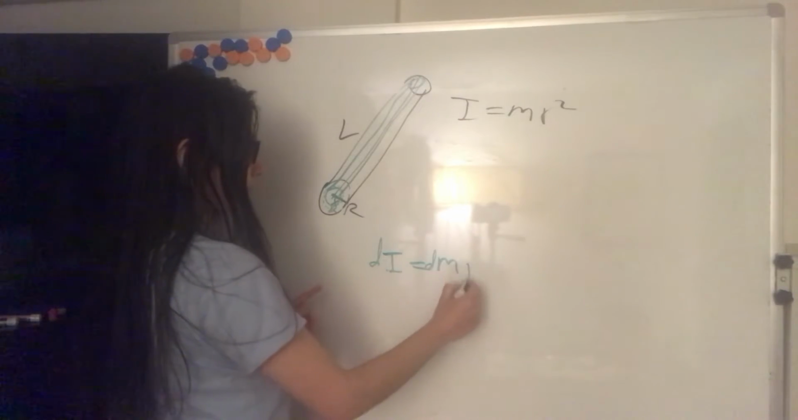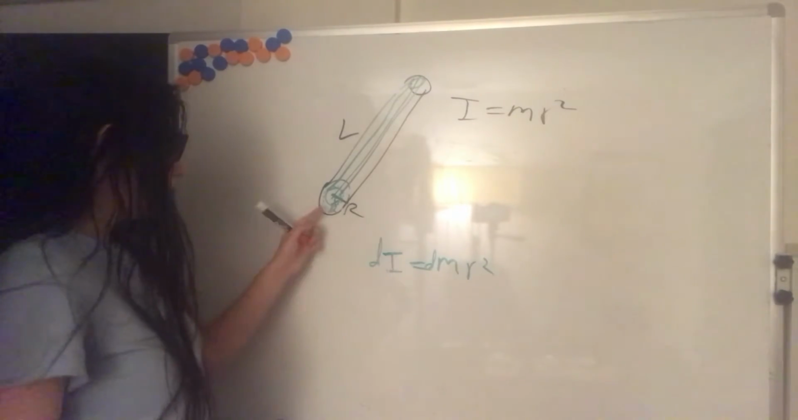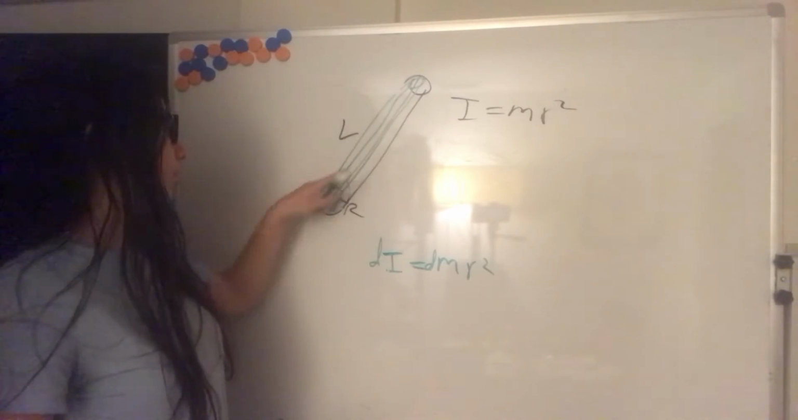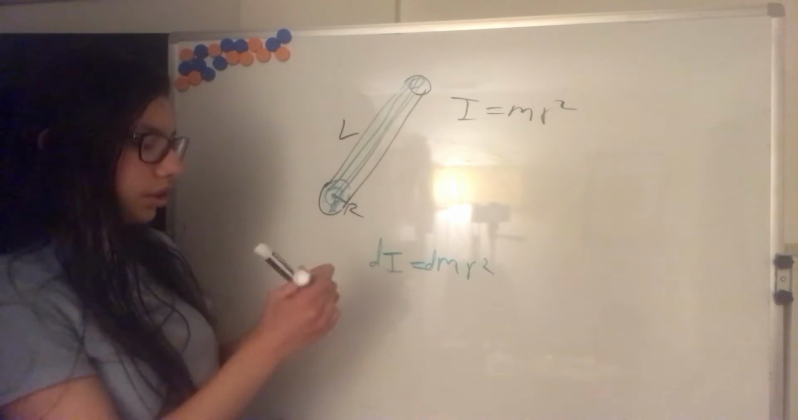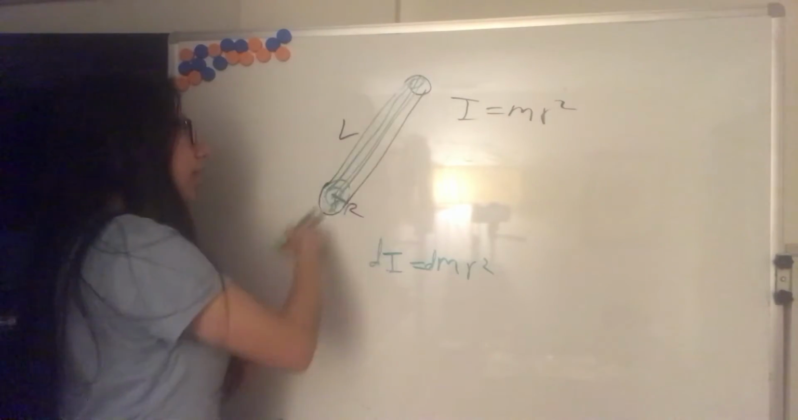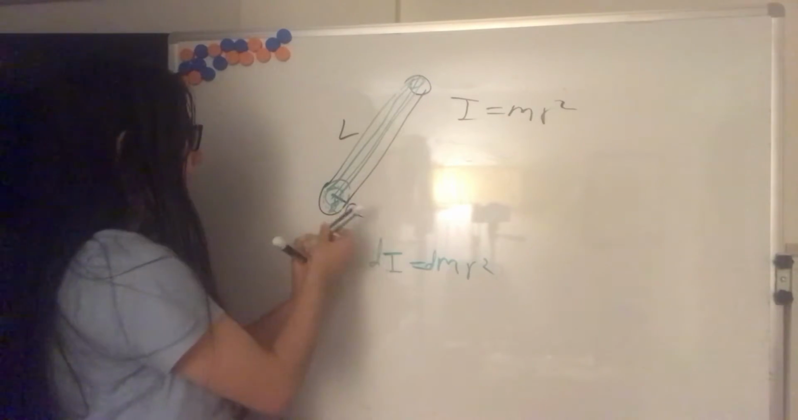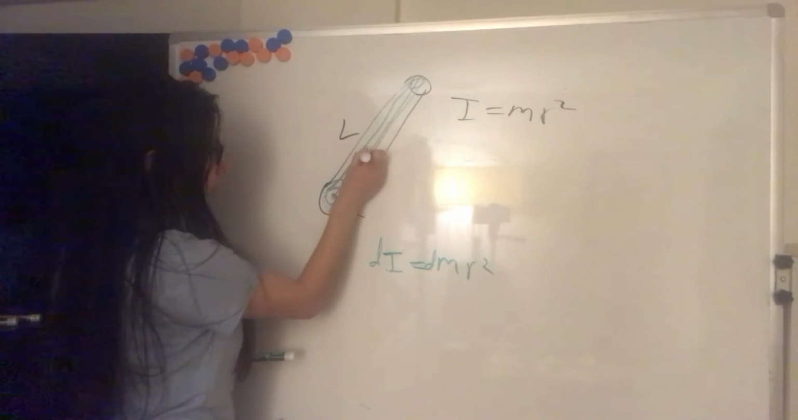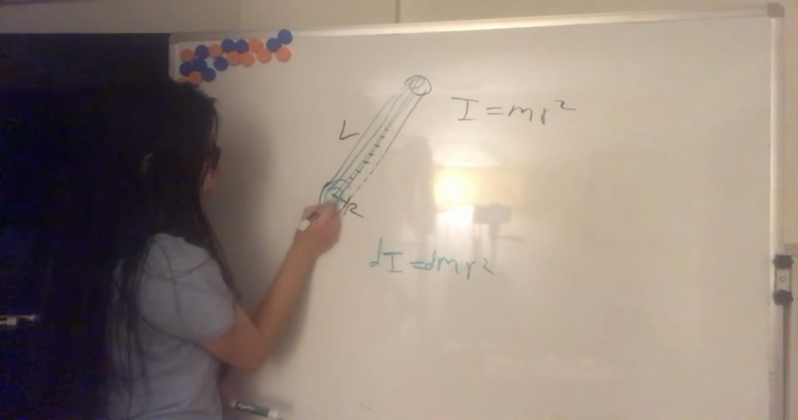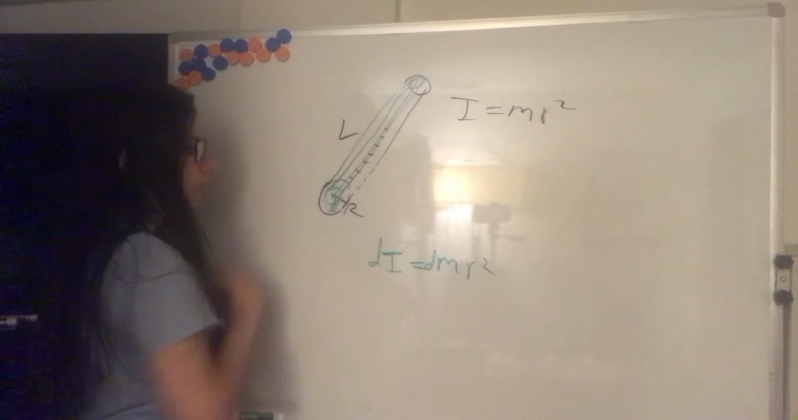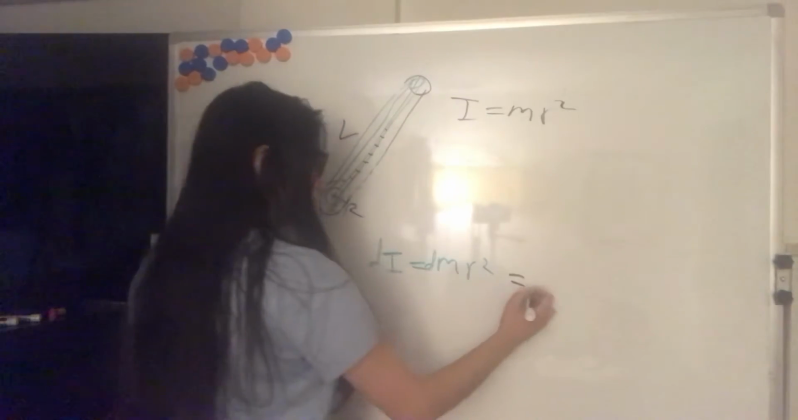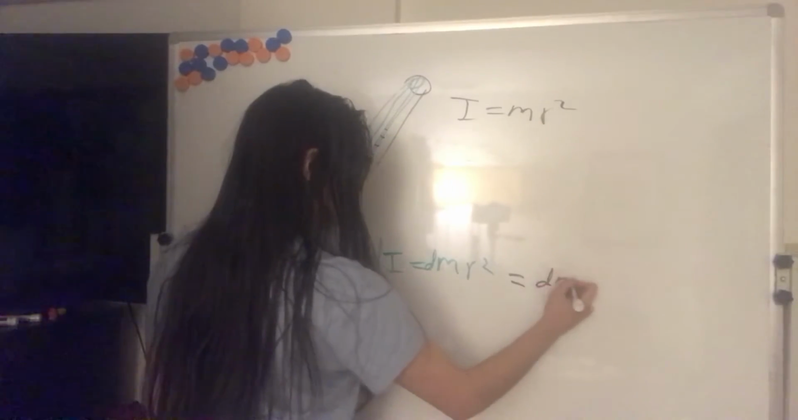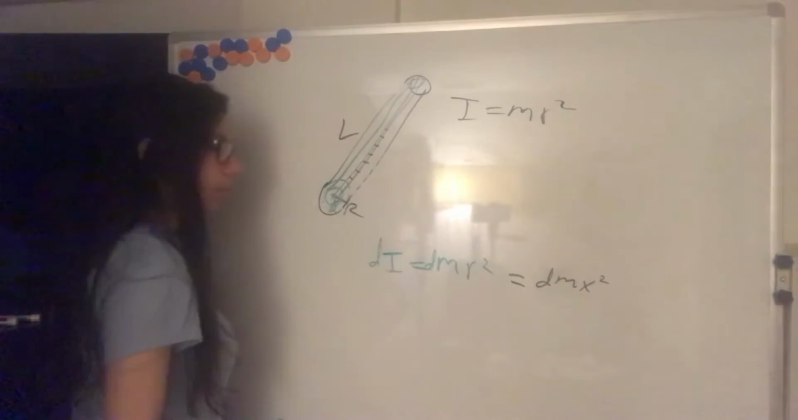It would be the r squared. r is the distance at which the particles are from the axis of rotation. So this is the axis of rotation, and each mass or each particle is at the distance of x from this axis of rotation. So we have that the I would be m times x squared.